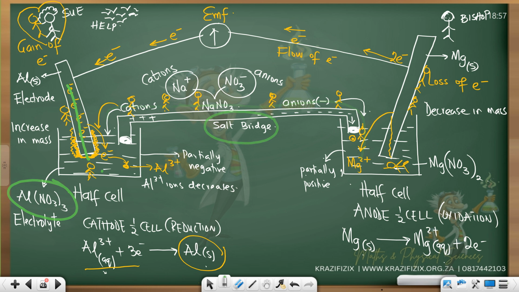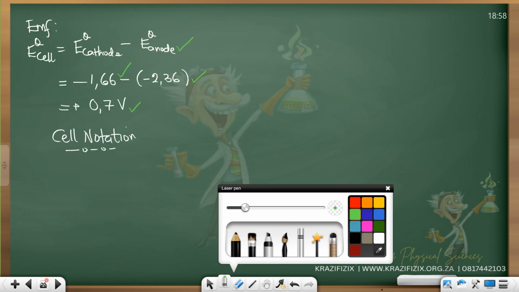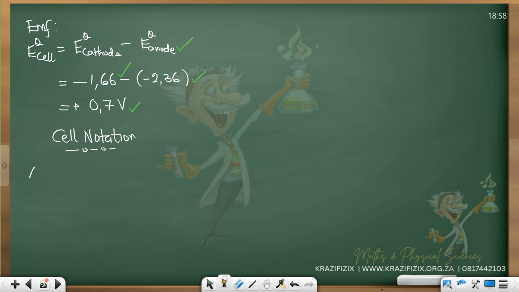Aluminum nitrate. Then I climbed up. Do you notice I started from the solid and I ended up on the solid? How do I write my cell notation? That's my love story. Where did I start from? I started from the solid. All of that just to write this.